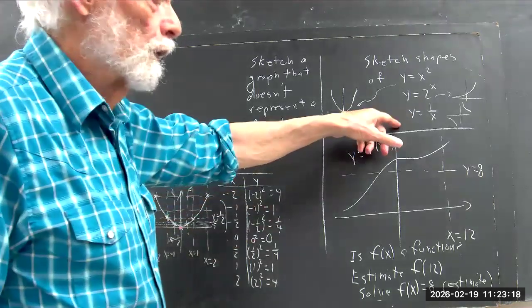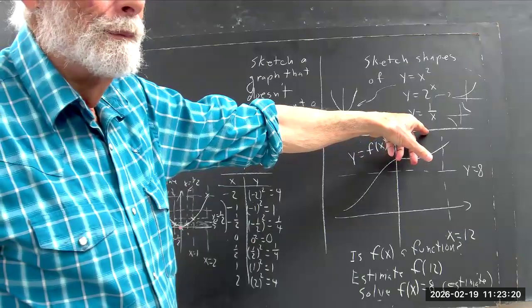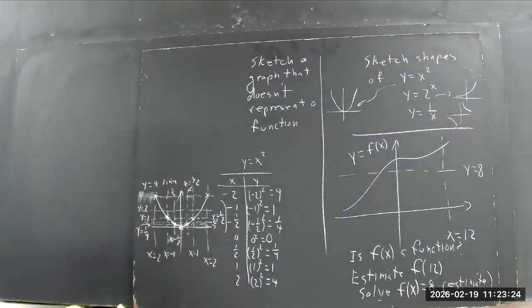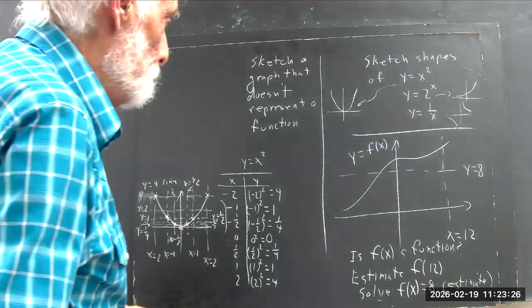You can do similarly for y equals 1 over x. You could also do it for y equals 2 to the x. You make a table and you go from there.